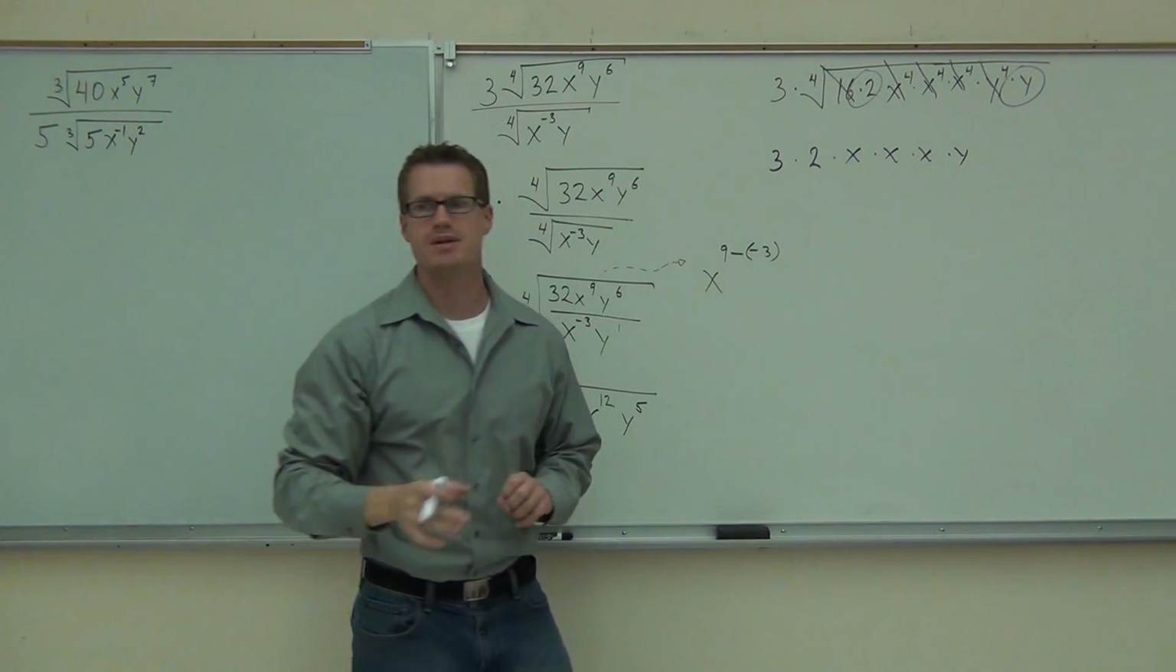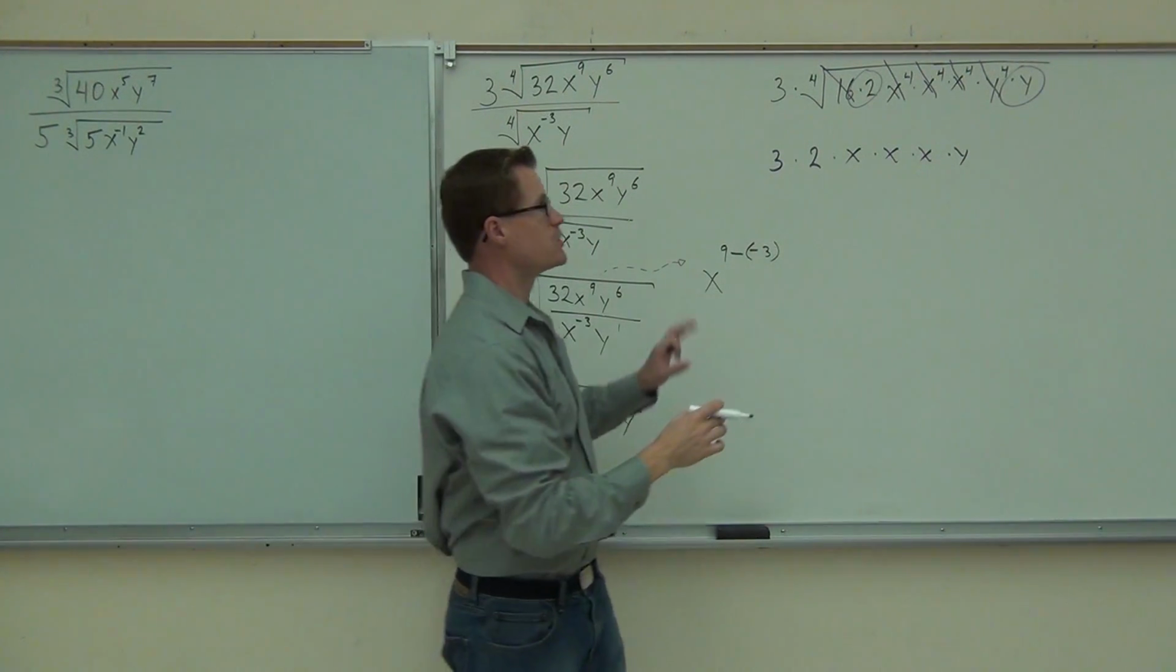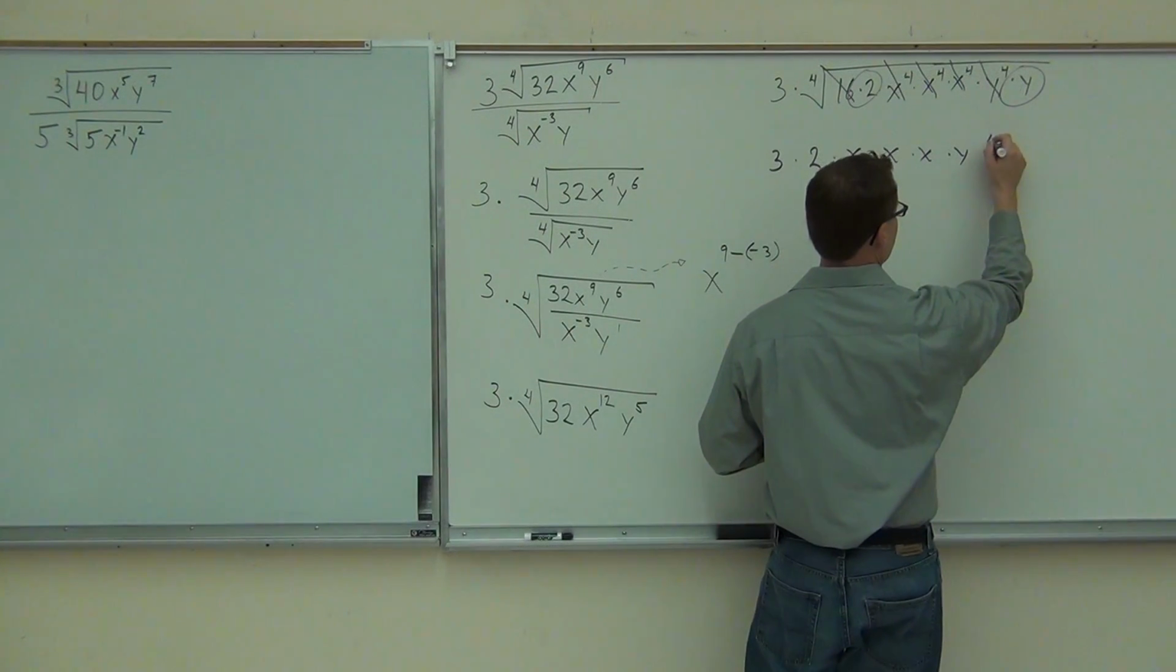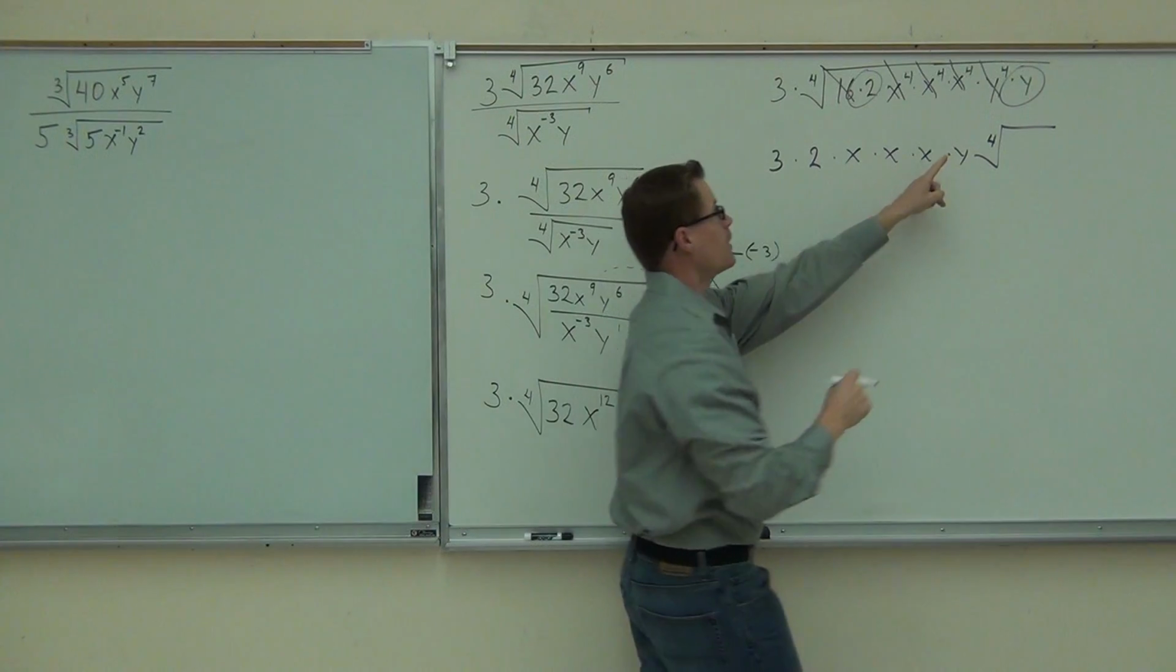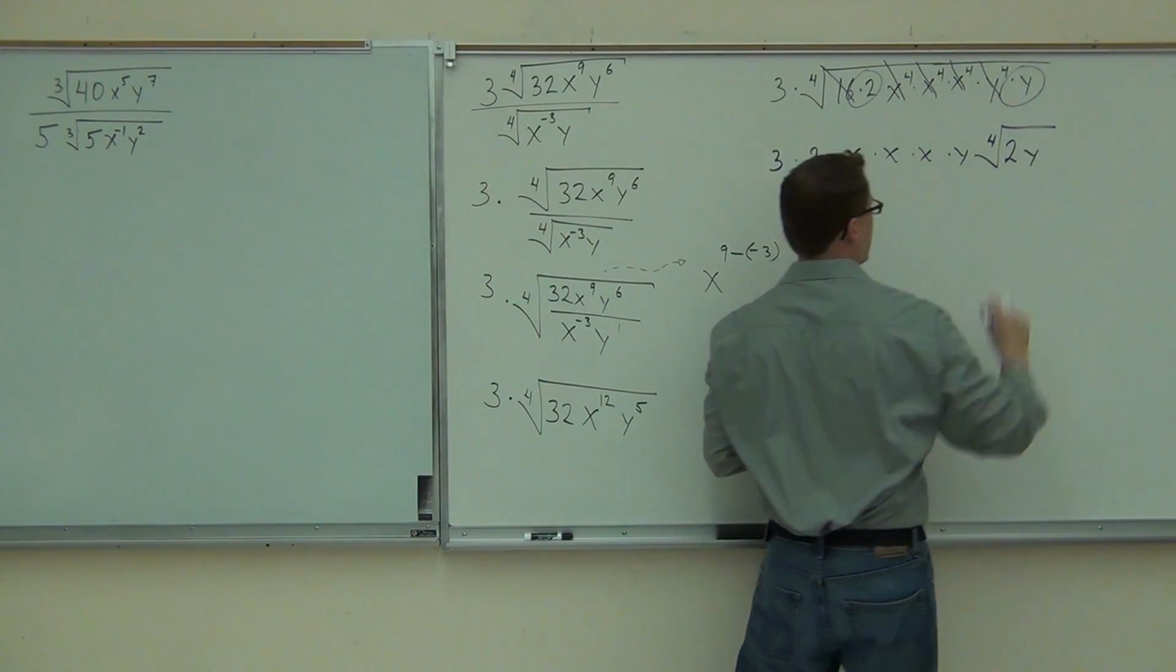The power is less than the root, that means I can't simplify it anymore. So there's only 2 things left in my radical. Definitely want to make sure I have a 4th root. Make sure that 4 is there. Then I'm going to have a 2y inside of it.